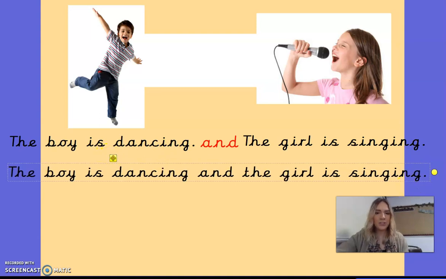Can you join your sentences together using the word and? So rewrite them and join them together into a compound sentence. Pause the video and do that.